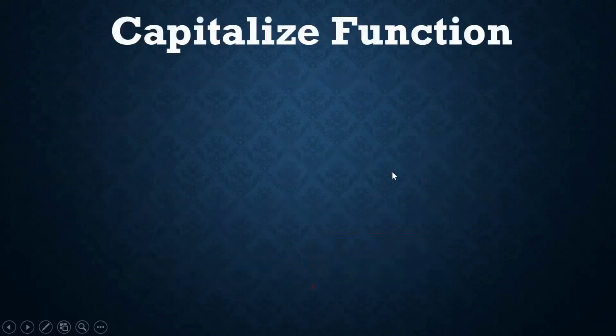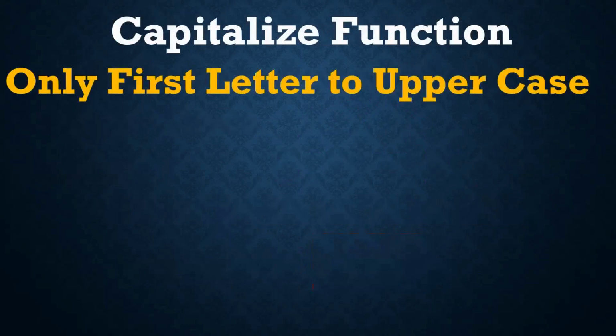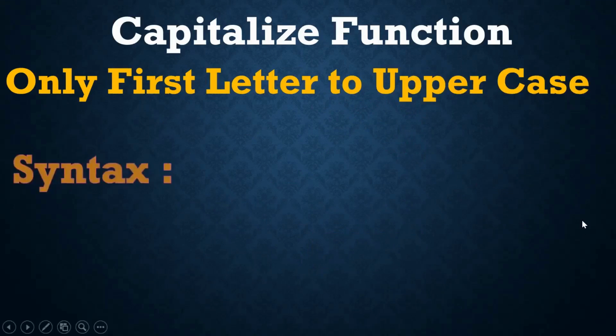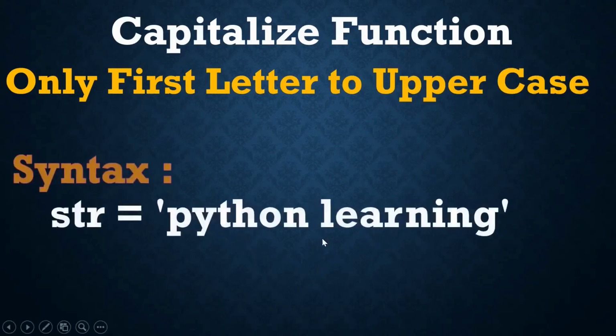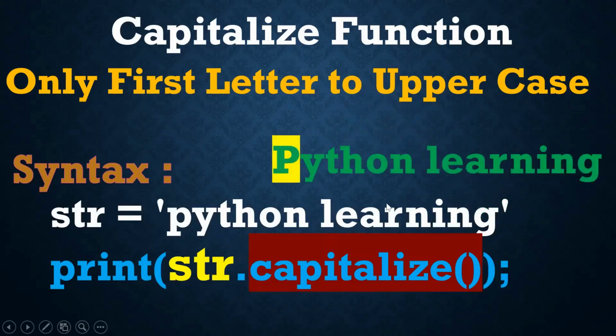Hope this is clear. In a similar fashion, the capitalize function. So what exactly does it mean? Only the first letter goes to uppercase. So this is my string, all lowercase. Now print, to see the result on the console, str dot capitalize. Okay, see what happened. This is my entire string, but it converts only the first letter to uppercase and the remaining all to lowercase. Whereas the title function makes the first letter of each word uppercase, capitalize makes only the first letter uppercase and the remaining lowercase.